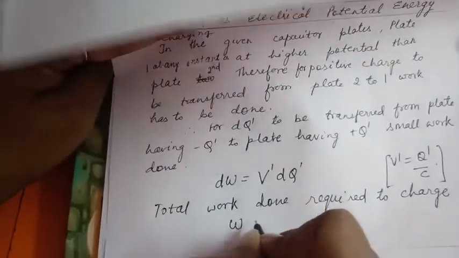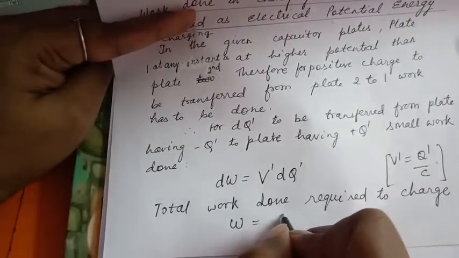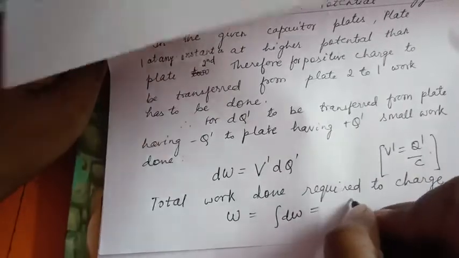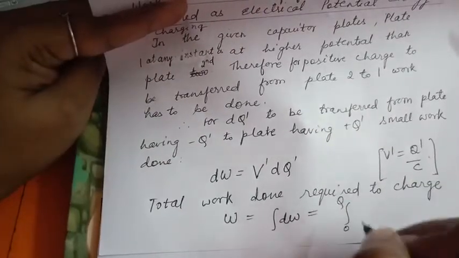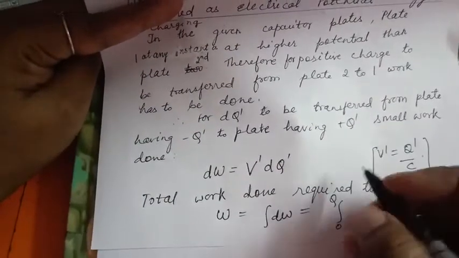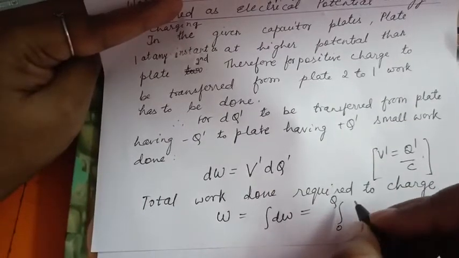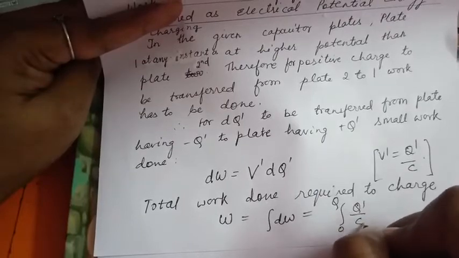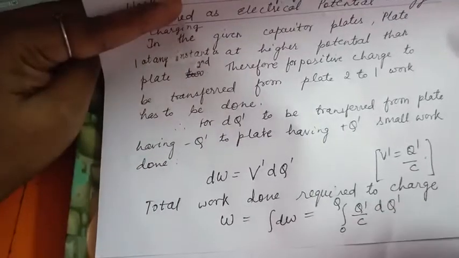It will be the total integration of this dW only, the work done that will be stored, that is from 0 to Q charge, the work done required in charging, that is equal to V dash into dQ dash. Now V dash is what? Q dash upon C into dQ dash. Now we have to integrate this.